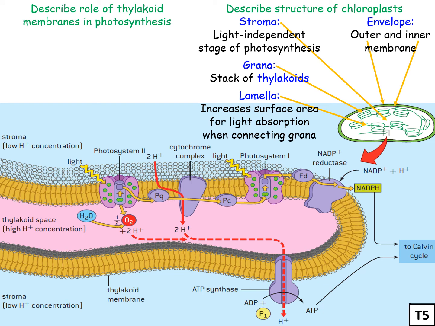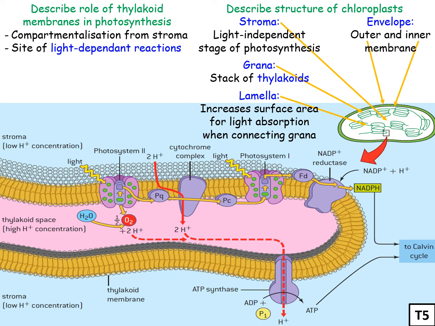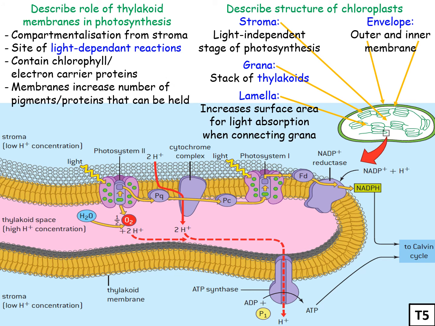Describe role of thylakoid membranes in photosynthesis, where those thylakoid membranes compartmentalize the stroma. It's the site of where light-dependent reactions occur because it contains chlorophyll, also contains electron carrier proteins for the electron transport chain. And the membrane increases the number of pigments or proteins that can be held for ATP to be synthesized. It also contains ATP synthase.